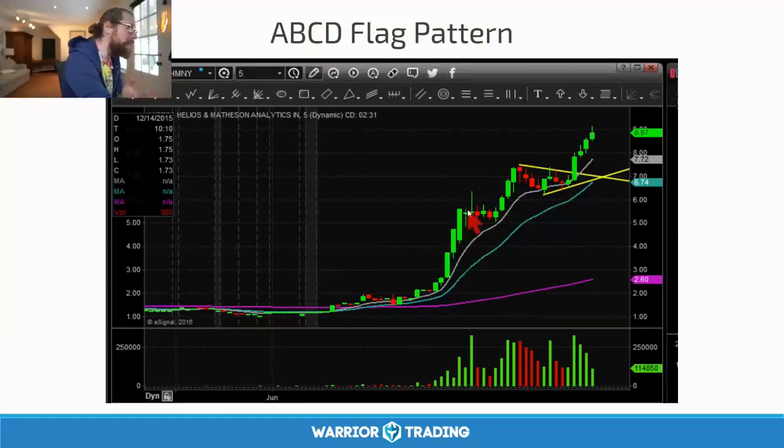Does a pullback right here. It then rips higher up to 6, pulls back. Okay, so this is a little bit of a premature first pullback. But again, this is the 5-minute chart. On the 1 minute, we probably would have wanted to trade it because of how volatile this was, and just knowing that the first candle to make a new high in this type of setup could probably easily give us a nice 15, 20 cents.